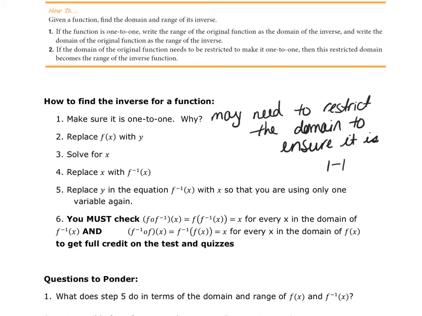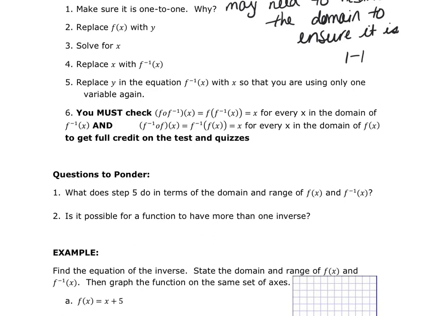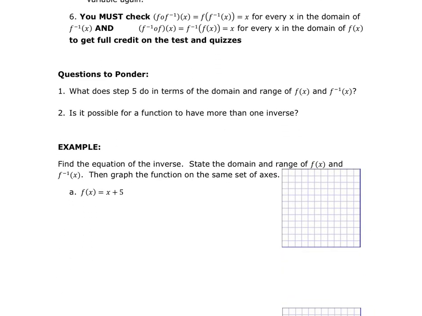Okay, so then I solve for x. Once I solve for x, I replace x with f inverse of x, and I replace y with x within my f inverse of x, my inverse function. And then that way I'm only working with x. And then I have to check the composition. So step 5 here is that moment my domains become ranges and my ranges become domains. And it is not possible to have more than one inverse because each inverse is unique to the function that you started out with.